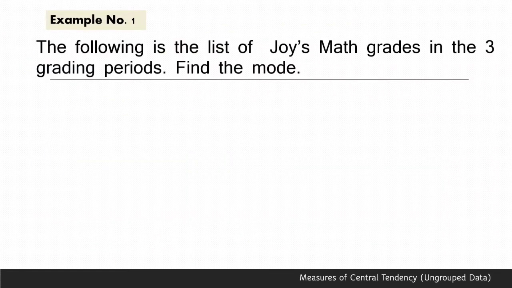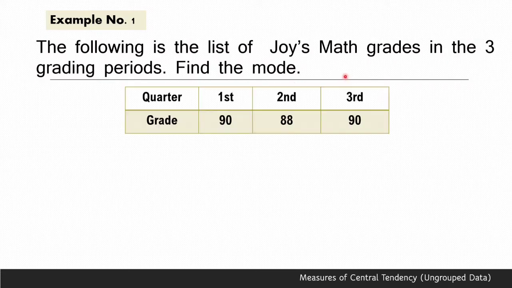Let's now have our first example. The following is the list of Joy's math grades in the 3 grading periods. This time we have to find the mode. We will use the same problem as we have before. So here are the grades of Joy, 90, 88, 90. This time our focus is mode, the most frequent score that appeared.